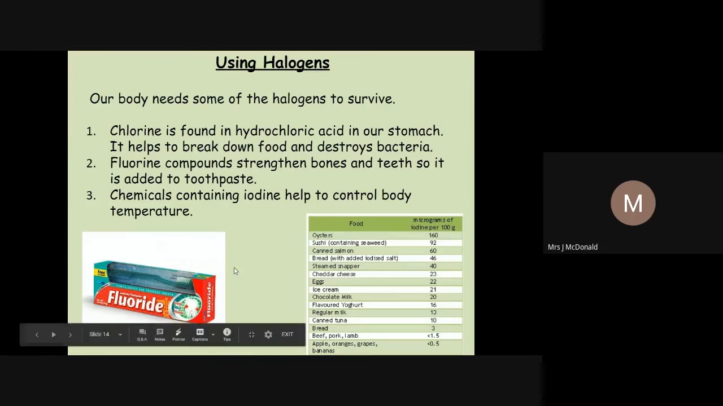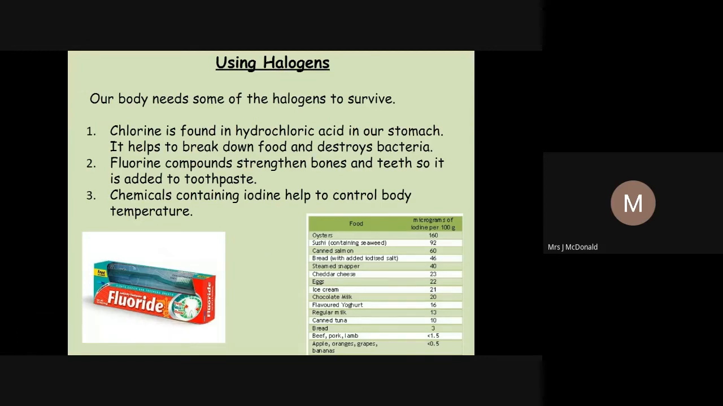And just lastly, really, we can use halogens and halogen compounds in everyday life, even though on their own they're poisonous. So chlorine is found in hydrochloric acid, and that's in our stomach. It helps to break down food and destroy bacteria. Fluorine is one of the compounds that helps to strengthen bones, particularly the enamel on teeth. So it's usually added to toothpaste. And chemicals that contain iodine help to control body temperature.